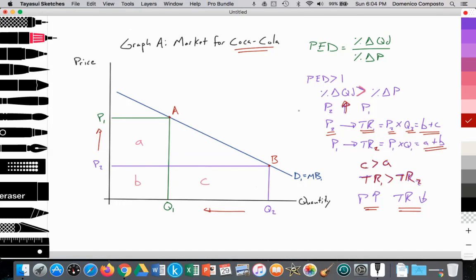Okay, and that's it. That's what we would be illustrating to illustrate the relationship between price and total revenue along an elastic demand curve. In the previous video, we looked at price and total revenue on an inelastic demand curve.